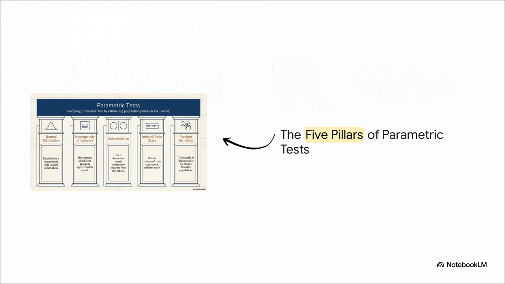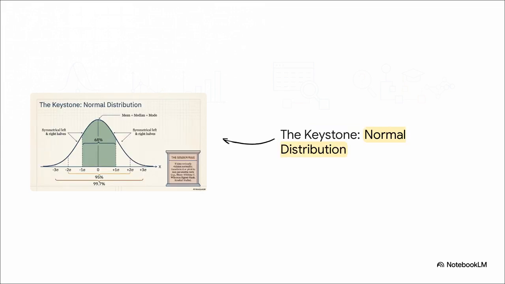We're talking normal distribution, homogeneity of variance, independence, interval or ratio scale, and random sampling. Think of these as your strict quality control. Homogeneity, for instance, just ensures variance is roughly equal across your groups, while independence guarantees that every single observation stands completely on its own. But the absolute keystone here, that's the normal distribution.